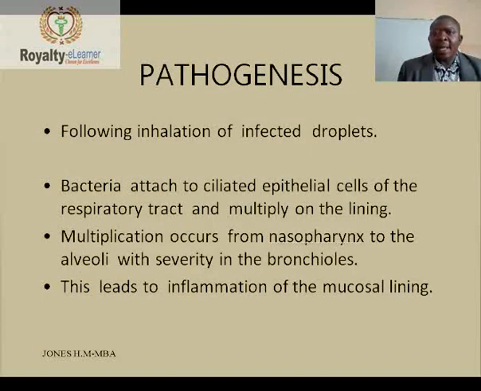So now let's look at the pathogenesis of the disease. Following inhalation of infected droplets, the bacteria attach to ciliated epithelial cells of the respiratory tract and multiply on the lining. Multiplication occurs from the nasopharynx to the alveoli, with severity in the bronchioles. This may then lead to an inflammation cascade of the mucosal lining.